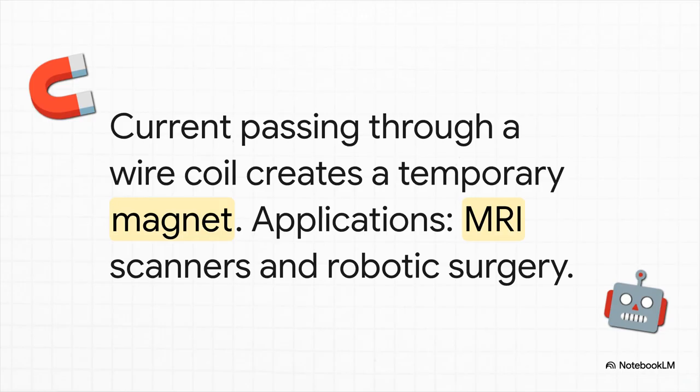When you pass a current through a coil of wire, it magically becomes a powerful magnet, an electromagnet. You can turn it on and off. This is the mind-blowing tech behind things like MRI scanners that let doctors see inside your body, and even super precise robotic tools used in surgery.